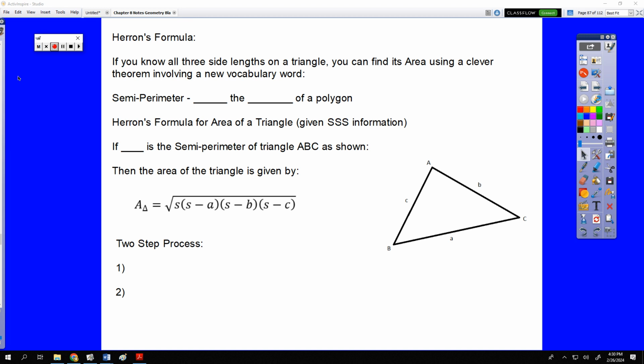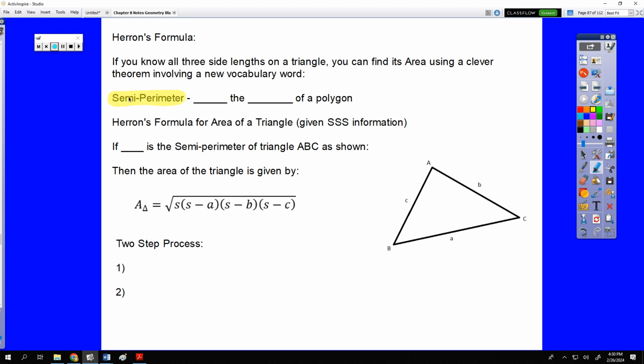Alright, ladies and gentlemen, welcome to the third and final video for section 8-6, which covers law of sines, law of cosines. This last little piece here is kind of just a cool thing that I am requiring my geometry students to know, and that is how to find the area of a triangle when you are given all three side lengths. That can be done very simply by referencing a new vocabulary word and a new theorem.